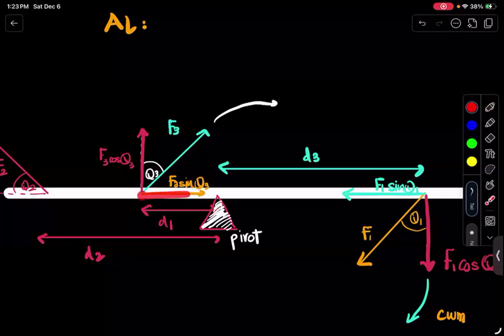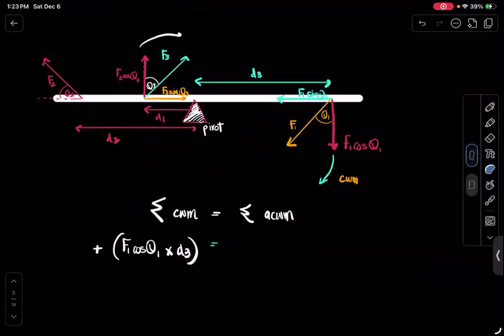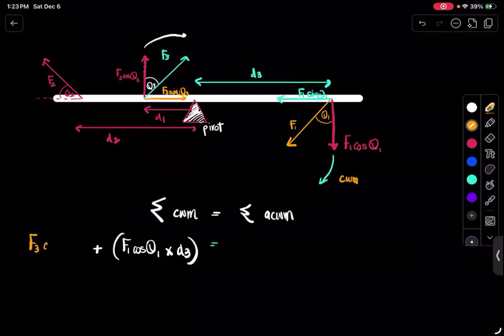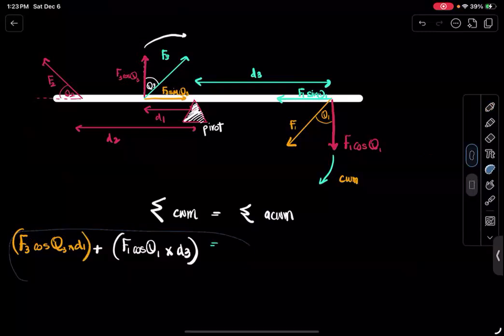Now, do you notice that this force is actually parallel to the distance from the pivot? So that force is not going to contribute to the moment. Only this one is, because this force is perpendicular to the distance. Okay. So this is another clockwise moment. This F3 is going to make the object turn in a clockwise direction. So this is F3 cos theta 3 into what distance? Into D1. So these are the sum of my clockwise moments.